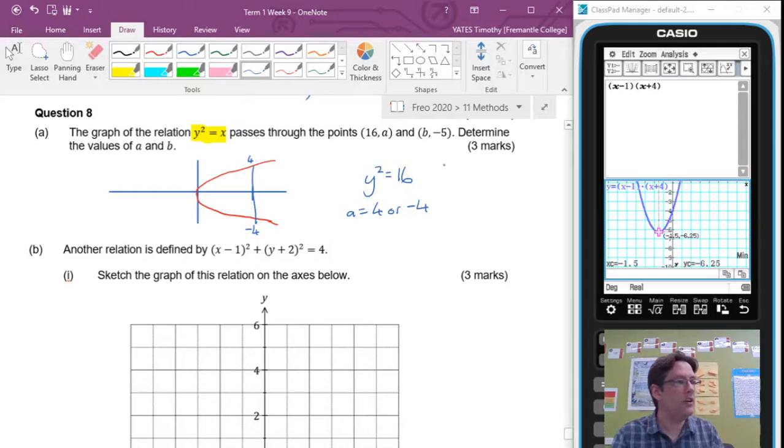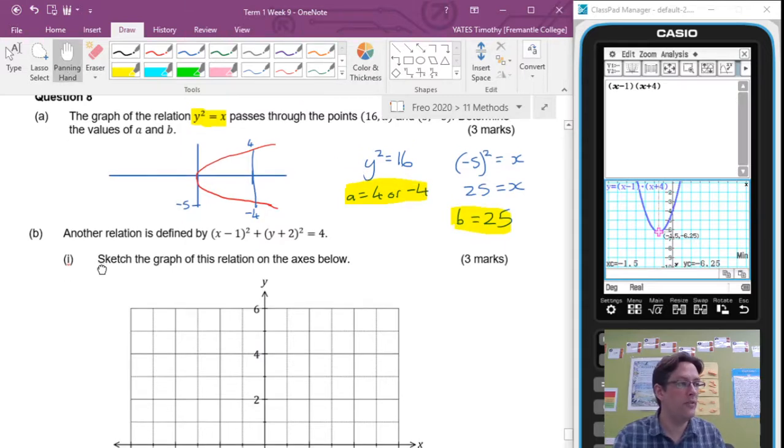The second one, we've got -5 down here. What's the x value going to be? We've got -5 all squared equals x. -5 squared is 25. So b equals 25. And those are our answers. a equals 4 or -4, b equals 25. Pretty straightforward for that one.